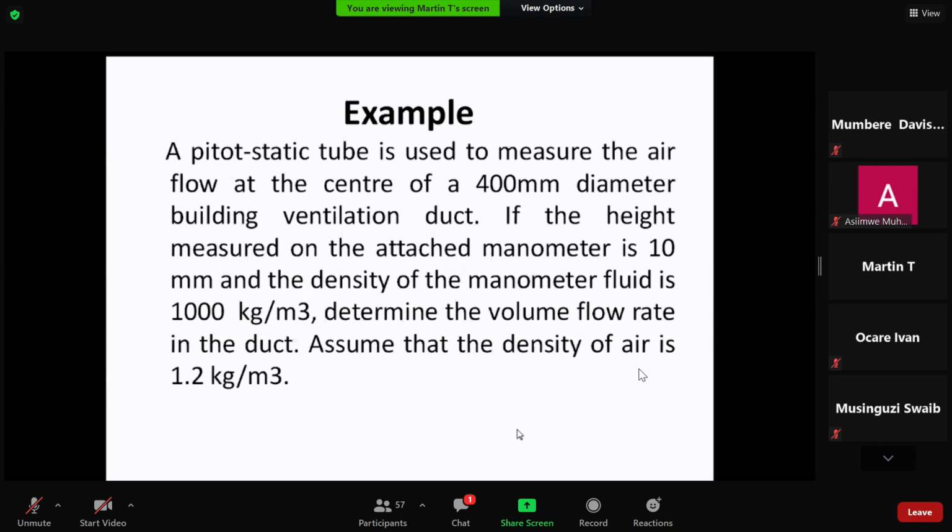So I'm getting 1.61. What's the volume flow rate? I'm getting 1.61, in meters cubed per second.